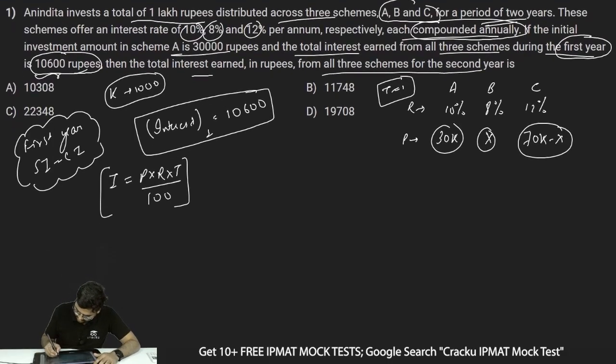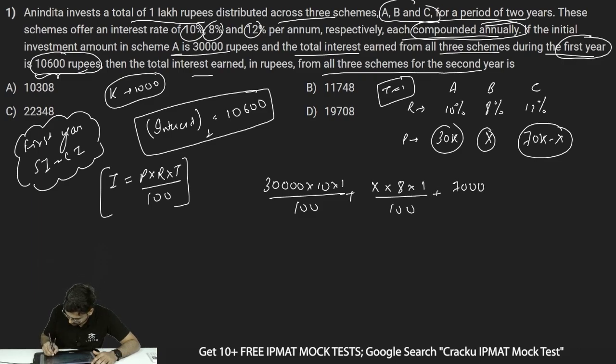So I'll apply simple interest. In scheme A it will be P, which is 30,000, into rate 10 into 1 divided by 100, plus in scheme B it is x into 8 into 1 divided by 100, and scheme C it is 70,000 minus x into 12 into 1 divided by 100. This is equal to 10,600 rupees. Interest earned in the first year is 10,600.